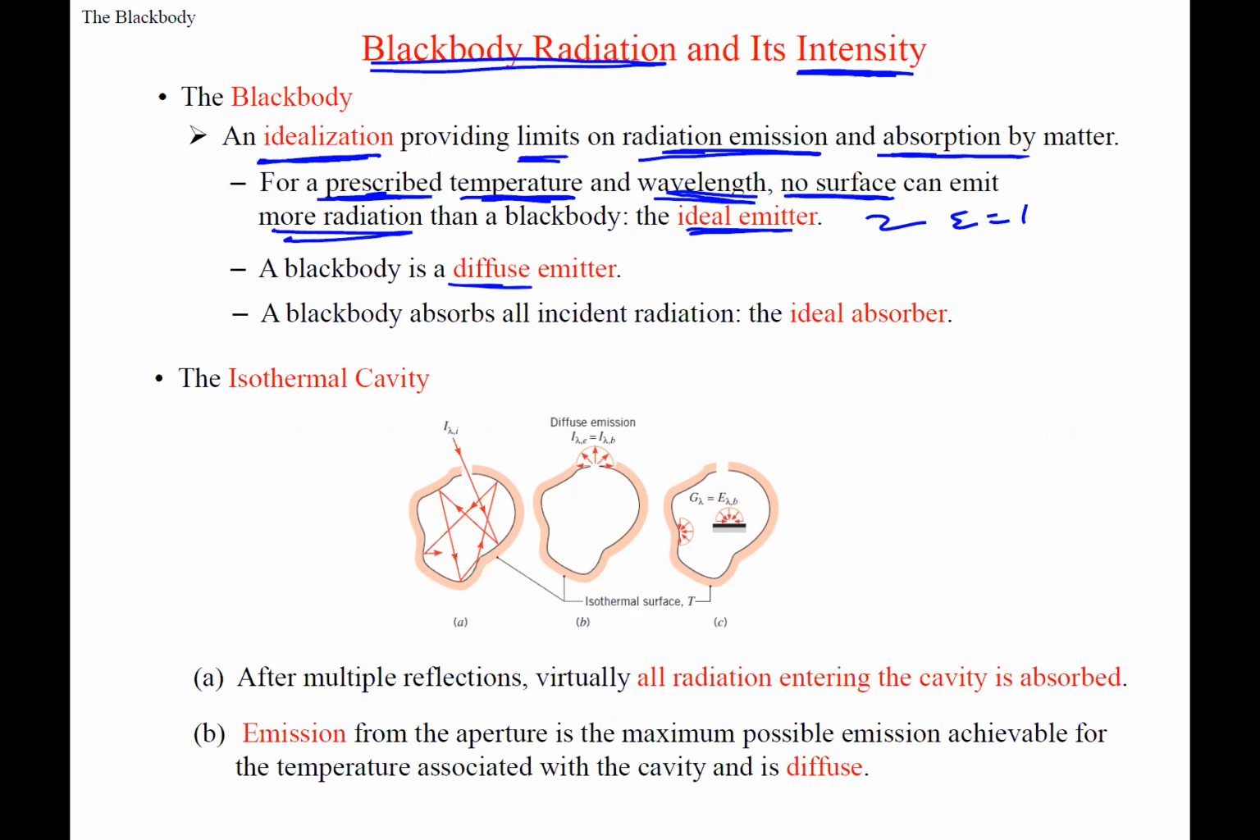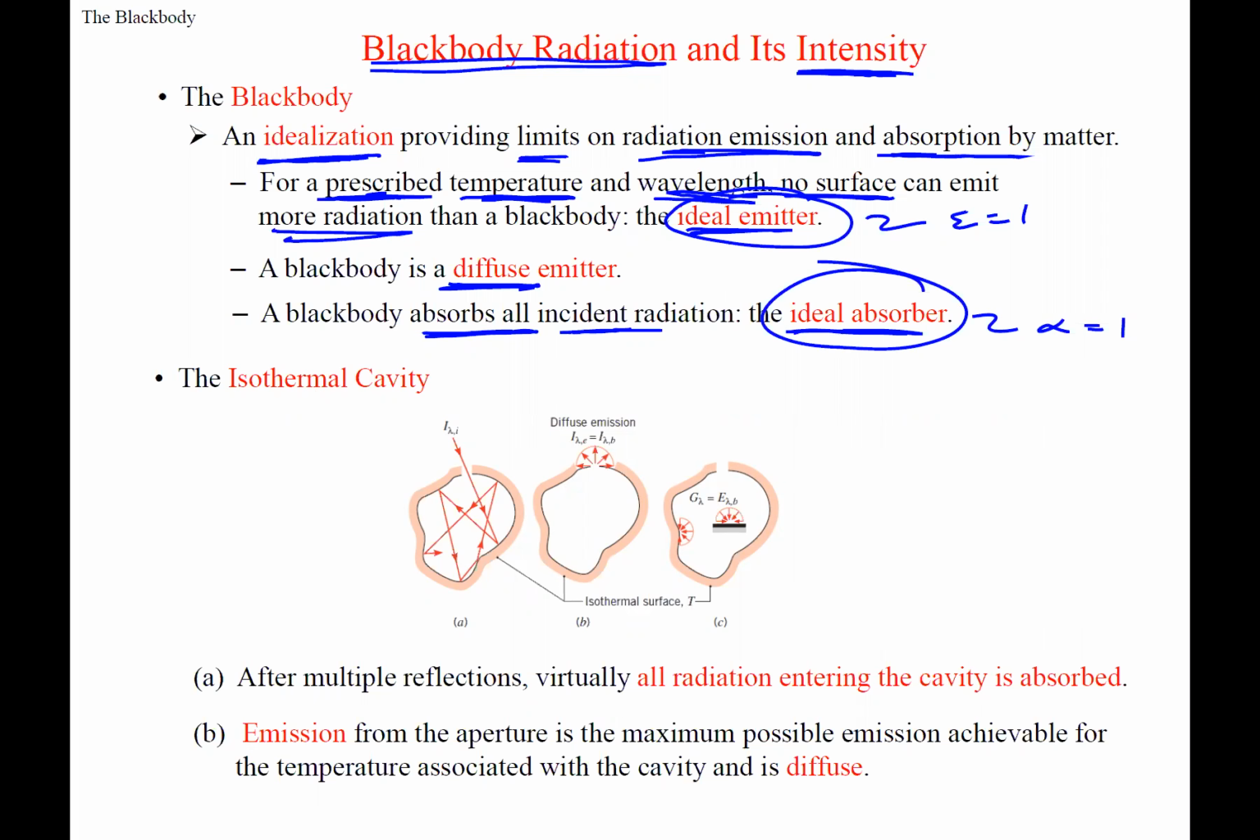A blackbody is a diffuse emitter, so it's the same in different directions. It doesn't have a directional dependence. It also absorbs all incident radiation, so it's the ideal absorber. That was the absorptivity of 1 in the earlier chapters. So it's the ideal emitter and ideal absorber.